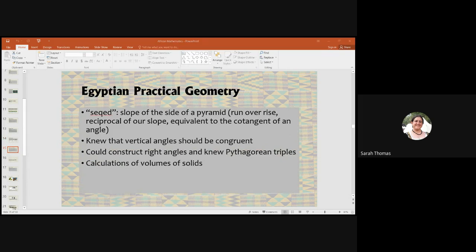Egyptians also had some practical geometry, which I distinguish from theoretical geometry. Theoretical geometry is like your Greek style, proof style geometry. If you've ever been subjected to doing a 2-column proof, you have done Greek geometry. But most other cultures in the world do not concern themselves with proofs in geometry. They're mostly concerned with, can they get results out of their geometry? So this is what I call practical geometry.